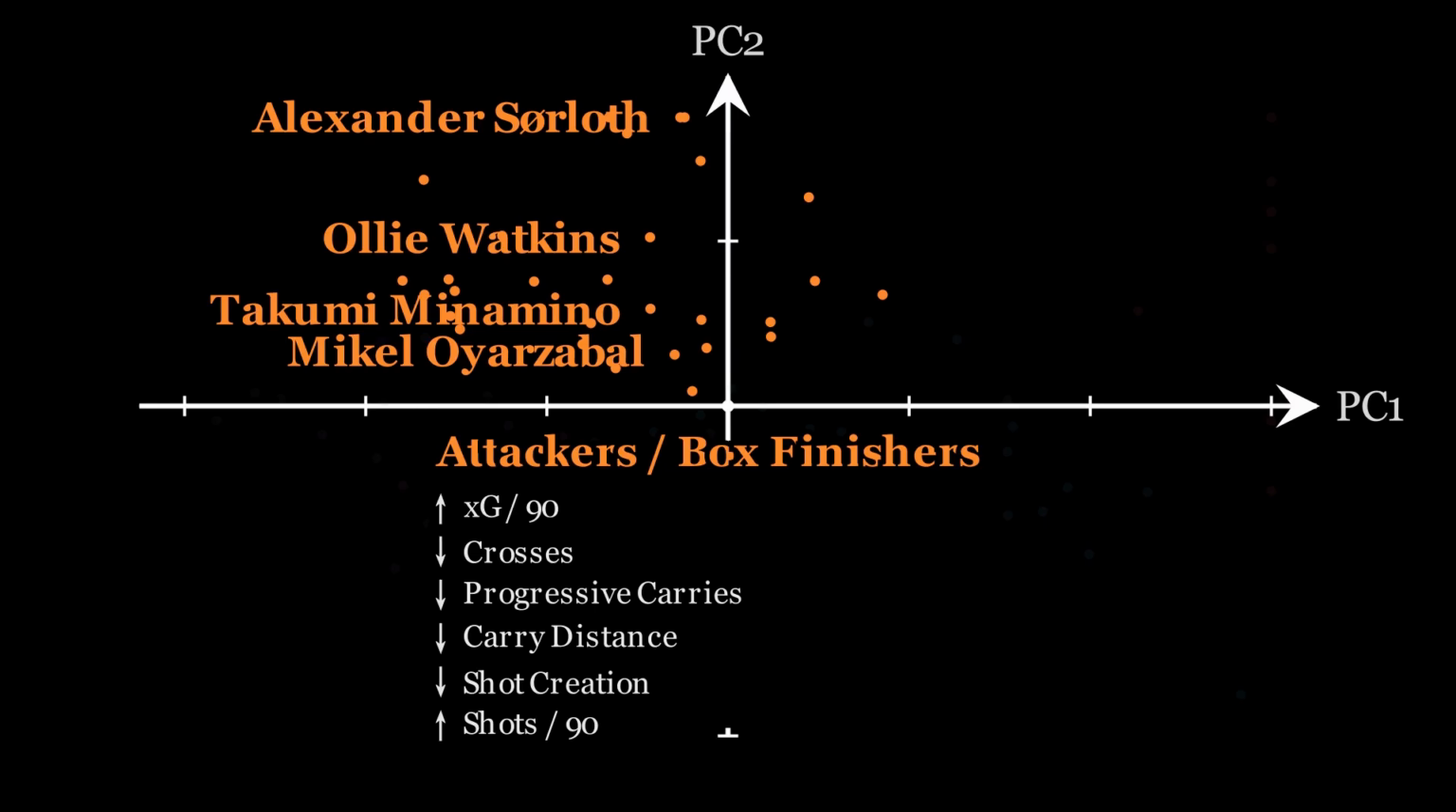Next, we have the attackers and box finishers group. These guys rate strongly on the shooting and box touch side, but they don't pop as much on the passing and progression profile. So they look more like direct attackers: get into dangerous areas, take shots, finish chances, rather than being the main progressor or creator.